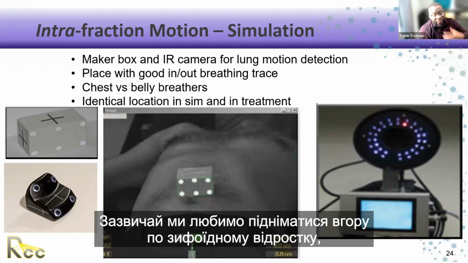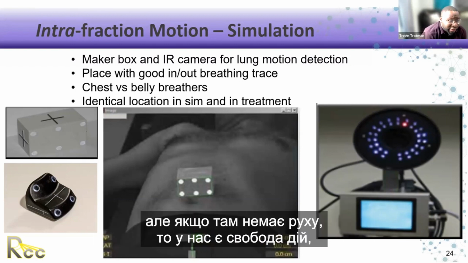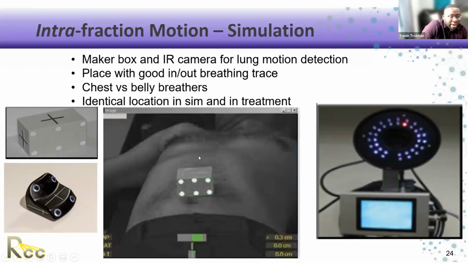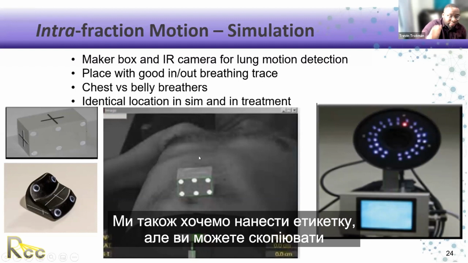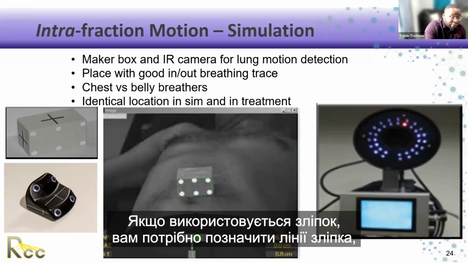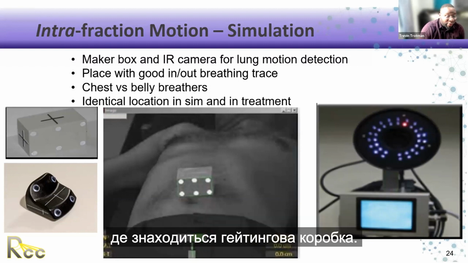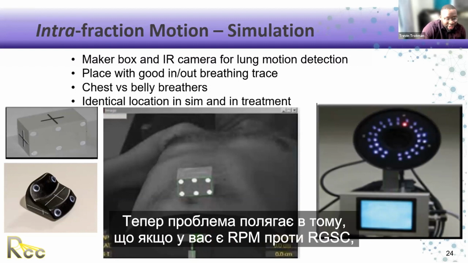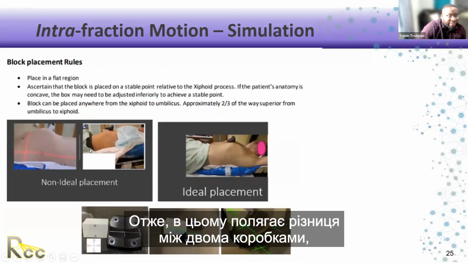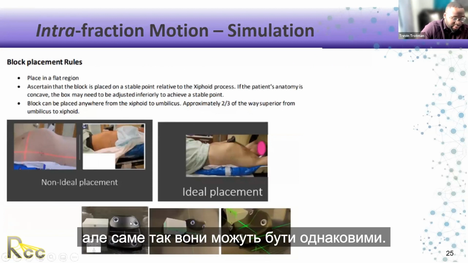Typically, we like to go up on the xiphoid process, but if there's no motion there, then we have that leeway to put it somewhere in between. We also want to label it however you can replicate this back to the treatment floor. If a cast is being used, you want to label the cast lines where this gating box is. Now, the challenge is if you have RPM versus RGSC, you'll have two different gating boxes. This is the difference between the two boxes, but this is how they can be the same.